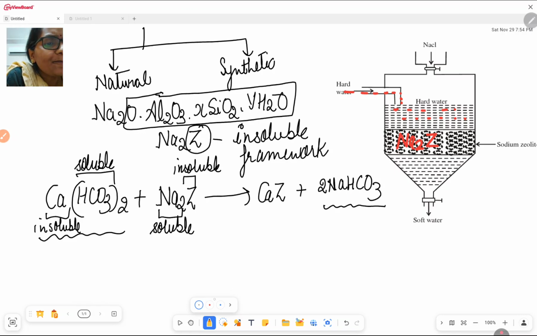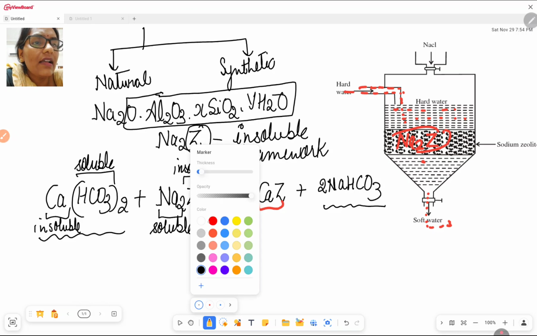All the hard water comes this side and reacts with the sodium zeolite, and all the insoluble part remains here, and from this side soft water will come out. So what is the process we are seeing? It reacts with sodium zeolite, and the insoluble part, this one, is known as calcium zeolite.